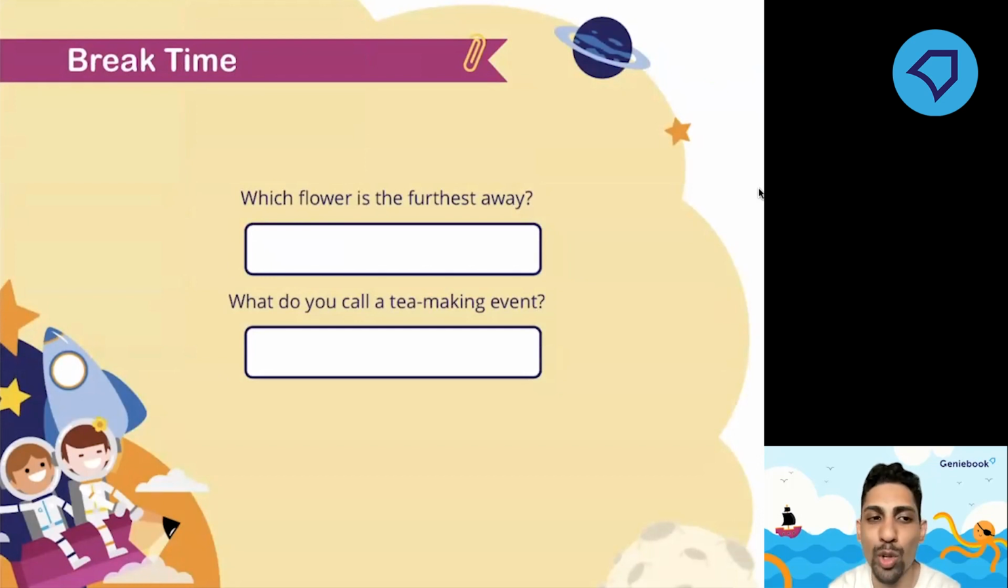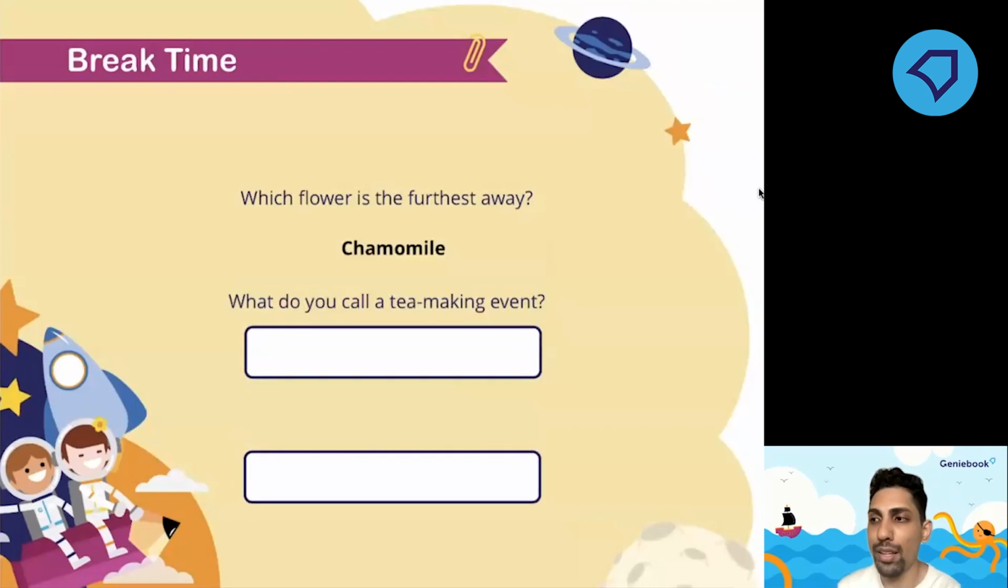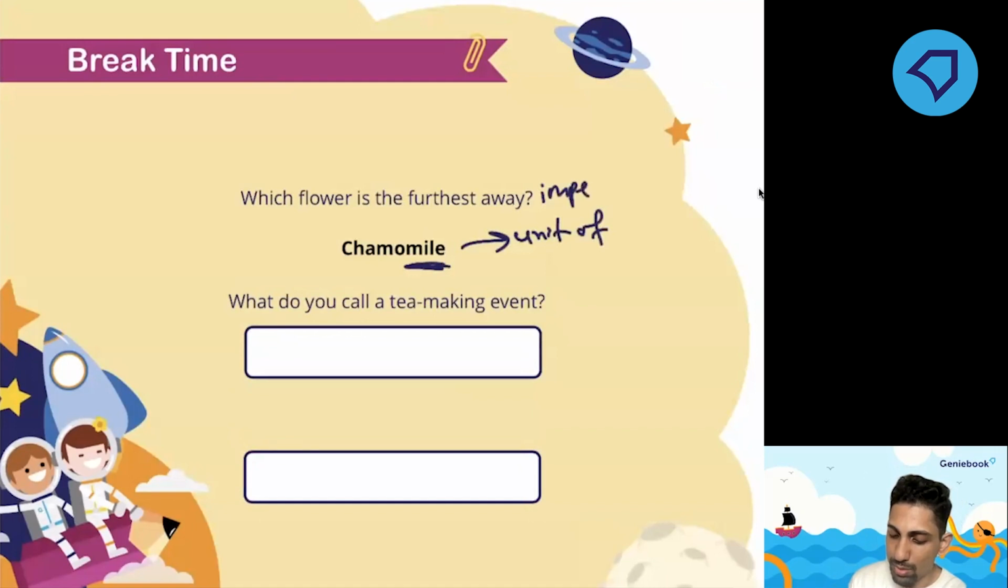Is there really a flower called moonflower? It sounds legitimate though. Okay, let me show you the answer. Let me explain to you why. I'm getting a lot of weird guesses, by the way. Farflower. It's called chamomile. Chamomile. There's also a tea called chamomile tea. They use a flower, chamomile flowers. Okay, chamomile. Why mile? Mile is a unit of measurement. Imperial unit of measurement.